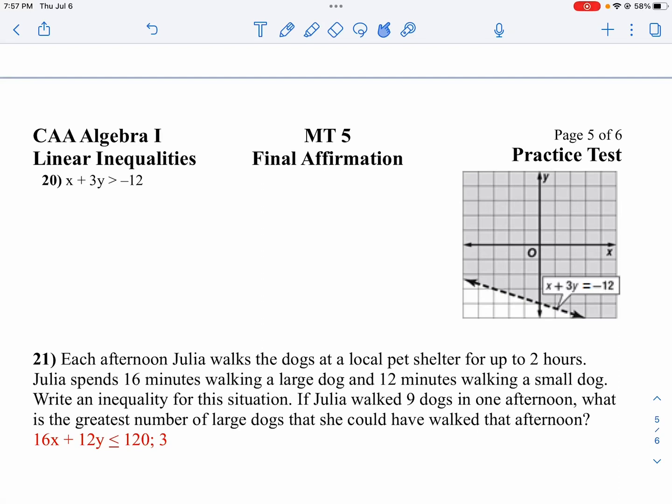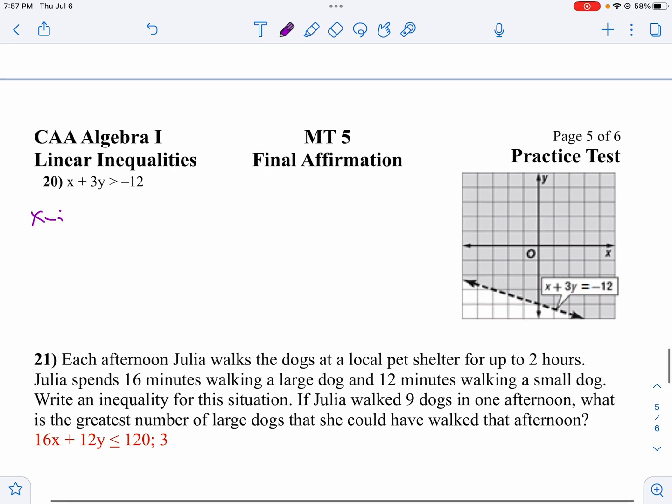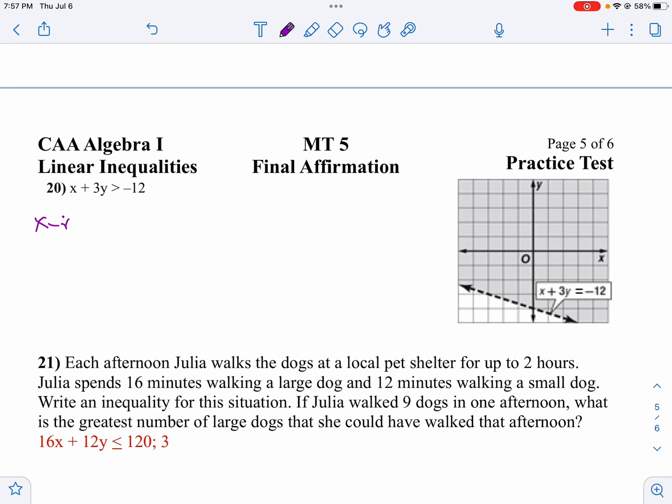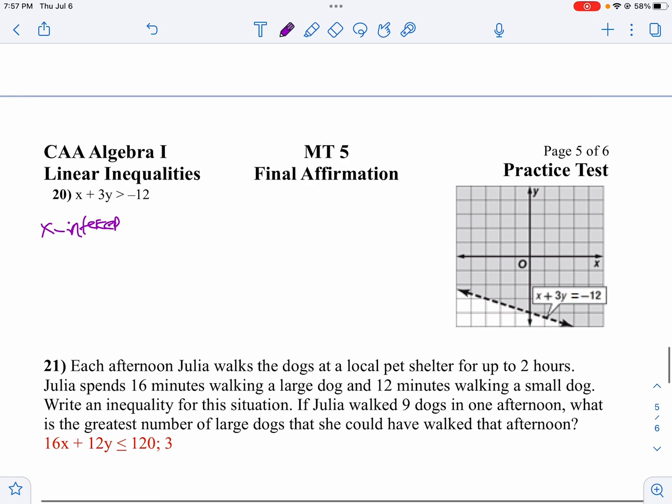Number 20. I'm going to use intercepts to make my boundary line in this one because I notice both 1 and 3 go into 12, or negative 12 in this case. So my x-intercept is going to be when y is 0. So x equals negative 12.